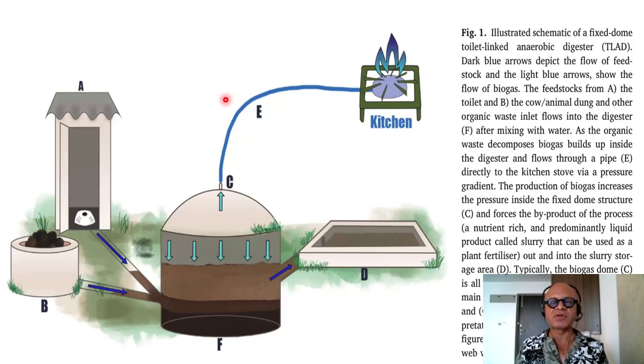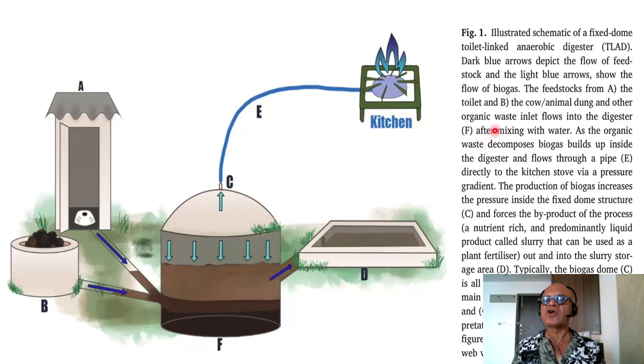So this is a paper called Toilets, Taboo, and Biogas, and it talks about a specific example of an implementation in Nepal where the human waste is used to produce biogas that can be used in the kitchen. Obviously that raises mental models of dirty gas coming from human waste, so we have to deal with the taboo in that sense. This is an illustrated scheme of a fixed dome toilet-linked anaerobic digester, TLAD.